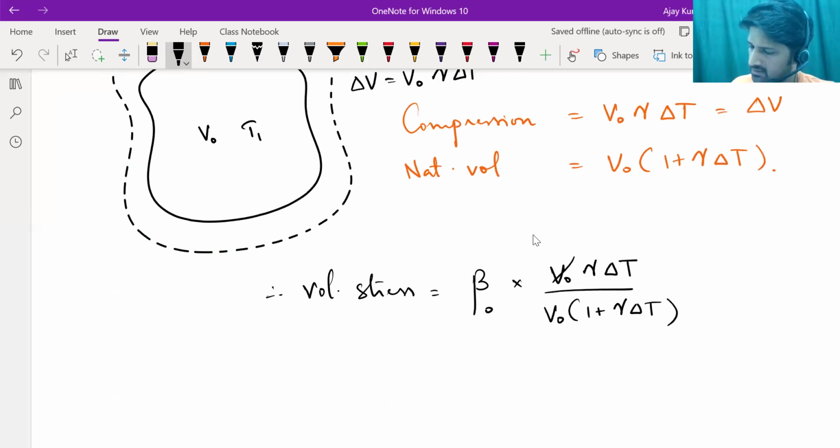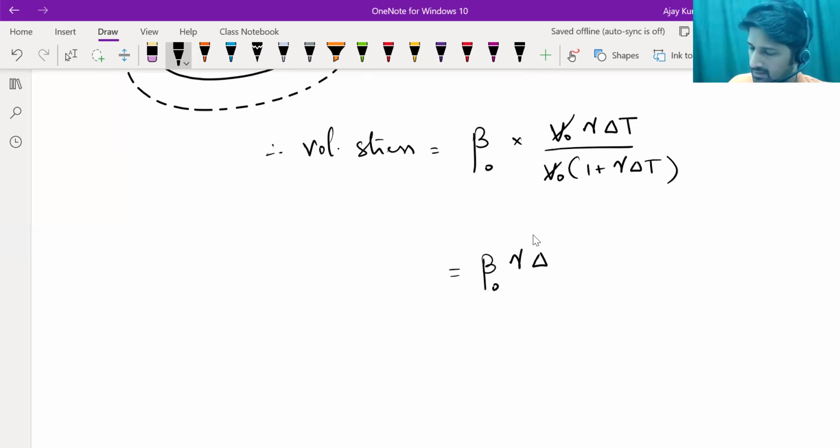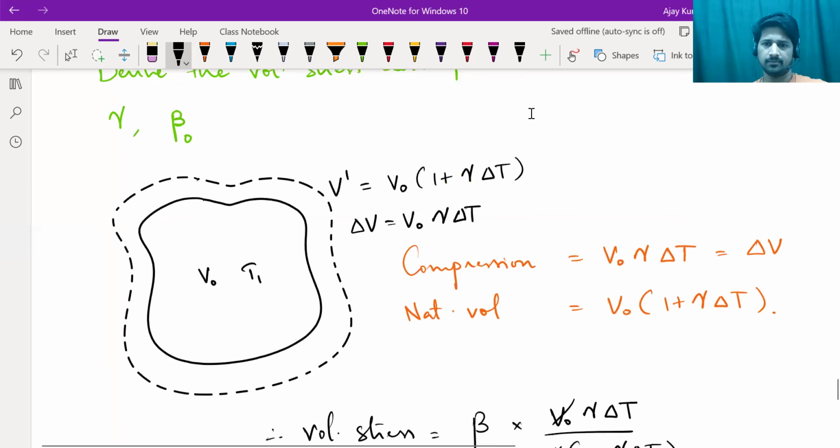V naught gets cancelled. You get a formula very similar to that of longitudinal stress developed. There it was Y alpha delta T, where Y is Young's modulus. Here it is bulk modulus times gamma delta T divided by 1 plus gamma delta T. If gamma delta T is small, you ignore it. Otherwise, don't ignore. Okay, so if an object wants to expand and you don't allow it to expand, stress will be developed in it. That stress is called thermal stress. Okay, but it will be of one of these kinds: longitudinal, tangential, volumetric. Fine.